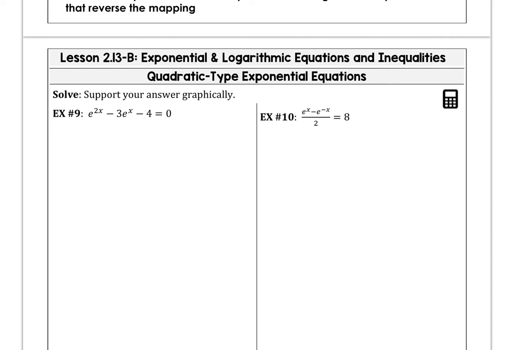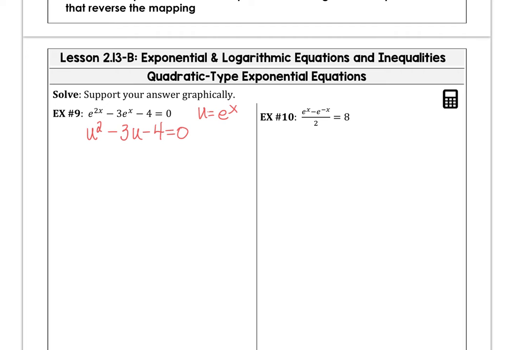In example 9, we want to support our answer graphically as well as algebraically. So I like to teach the fact that I see a quadratic equation here. I'm going to let u be represented as e to the x, because what I'm seeing here is e to the x gets squared, and then negative 3e to the x, and then minus 4. So I see that equation like a quadratic problem.